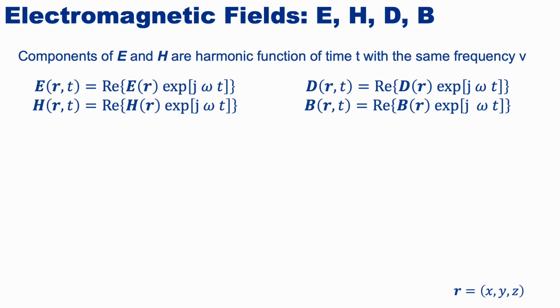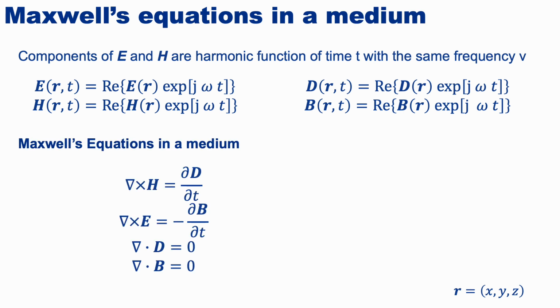Now, when we are working with electromagnetic fields, remember that we don't only have the electric and the magnetic field, but also the flux density fields. Those two also depend on space and have the same relationship with respect to the frequency. So we have our four fields: the electric field, the electric flux density, the magnetic field, and the magnetic flux density.